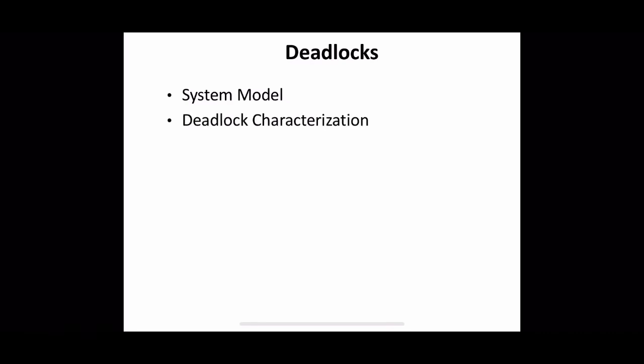And the second topic is deadlock characterization. So once we are clear with the system model, we can move to the actual villain of this topic, that is deadlock. So we can see what is a deadlock, why it happens in a system, and how it can be represented and analyzed, that we can see as a second topic.